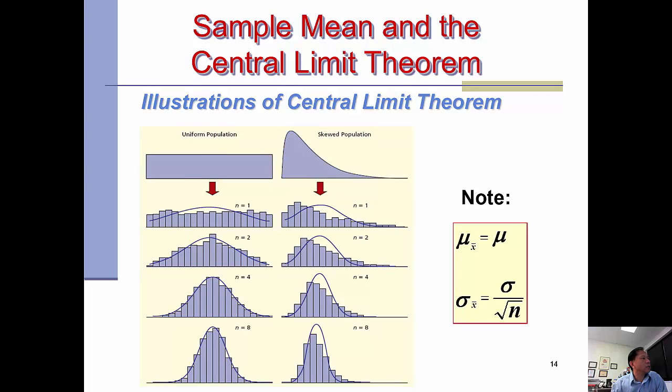This chart illustrates the central limit theorem. If we start out with a uniform population like here, you take the mean, this is the mean when the sample size is 1. With a sample size of 2, you see it's more like a normal now. With 4, very much like normal. With 8, very, very much normal. If it's a skewed population like this one, as you increase the sample size, you can see the sampling distribution looks closer to a normal distribution.